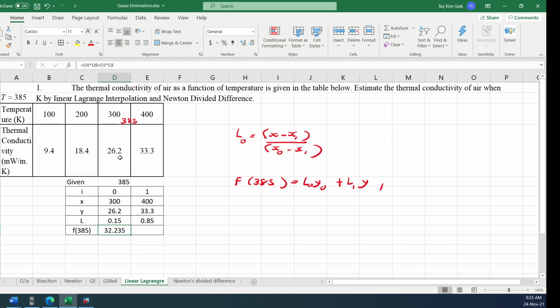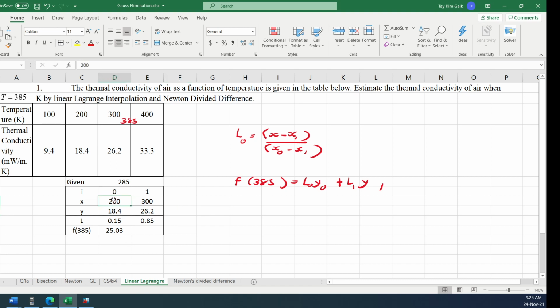When you get the answer, check back. So 32.235 makes sense, between these two data points. Then the answer is correct. Why do I prefer to do it this way? Let's say now I want to find 285. If here I change to 285, I make sure my data changes also. This one I have to change: this is 200, this one 300, then this one 18.4 and 26.2. So here 25.03. This is what we call a template.